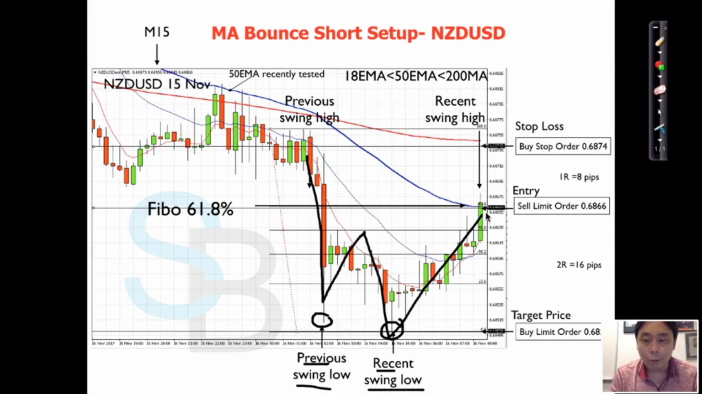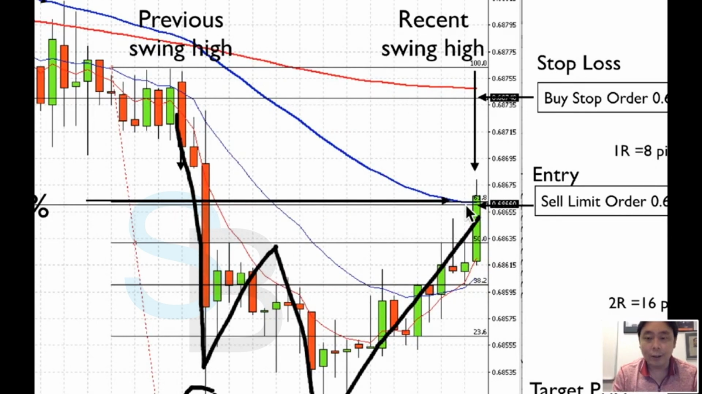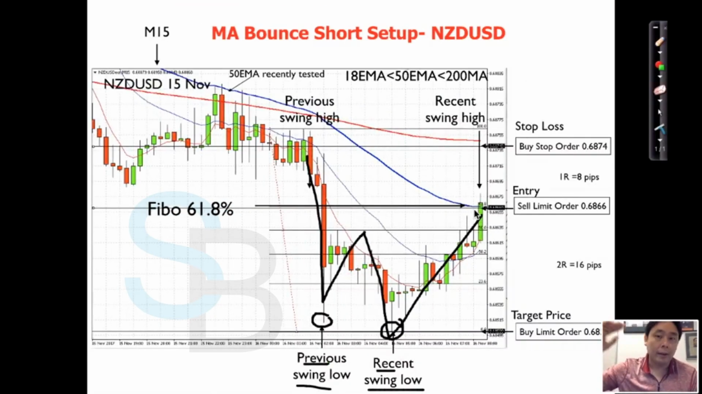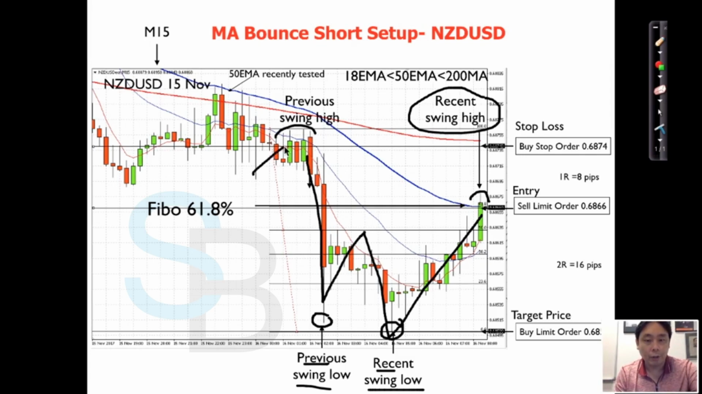Recent swing high would be here, where we intend to enter our trade at the 50 EMA. So that's a recent swing high, okay? And the previous swing high is here, right? That's the previous swing high. So previous swing high, recent swing high. Recent swing high below previous swing high. Recent swing low below previous swing low. So lower highs, lower lows. Clear downtrend wave pattern. We are confident that it will go down.